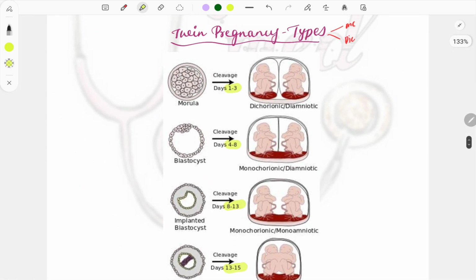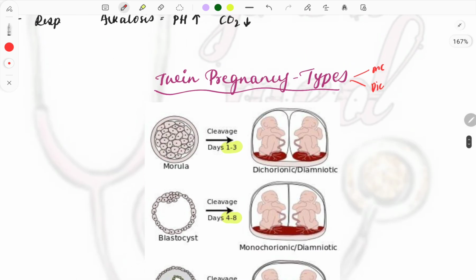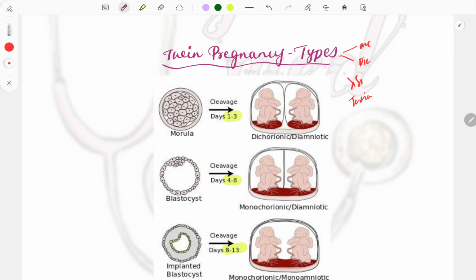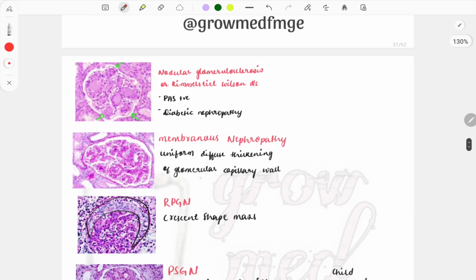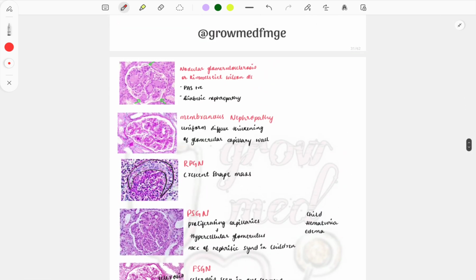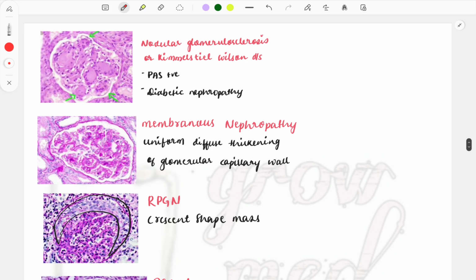Okay. So this is the thing which you must remember from twin pregnancies, and also there are various other findings seen in twin pregnancy, like the USG findings, the lambda sign and the twin peak sign, which will differentiate between monochorionic and dichorionic. Okay, then moving on to some important nephropathies, the nephrotic and the nephritic syndrome.